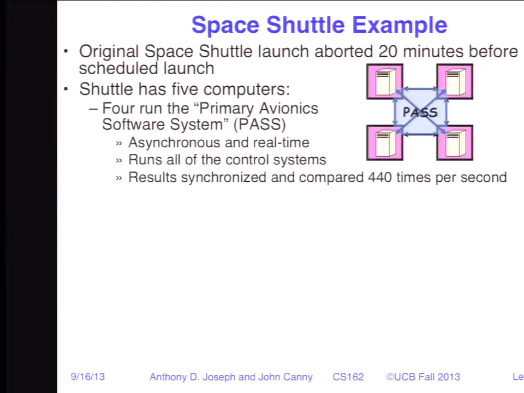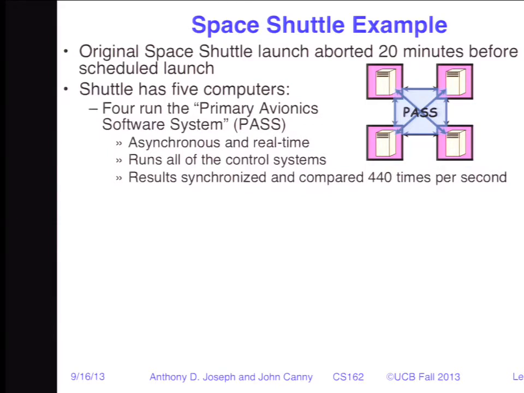These computers are tightly synchronized. So every 440 times a second, these computers are comparing their computations. And if they disagree, we have four. So if one disagrees, we turn it off. If a second one disagrees, we turn off that one also. Now, they were very worried that there might be a logic bug, or software bug, that gets introduced by the programmers.